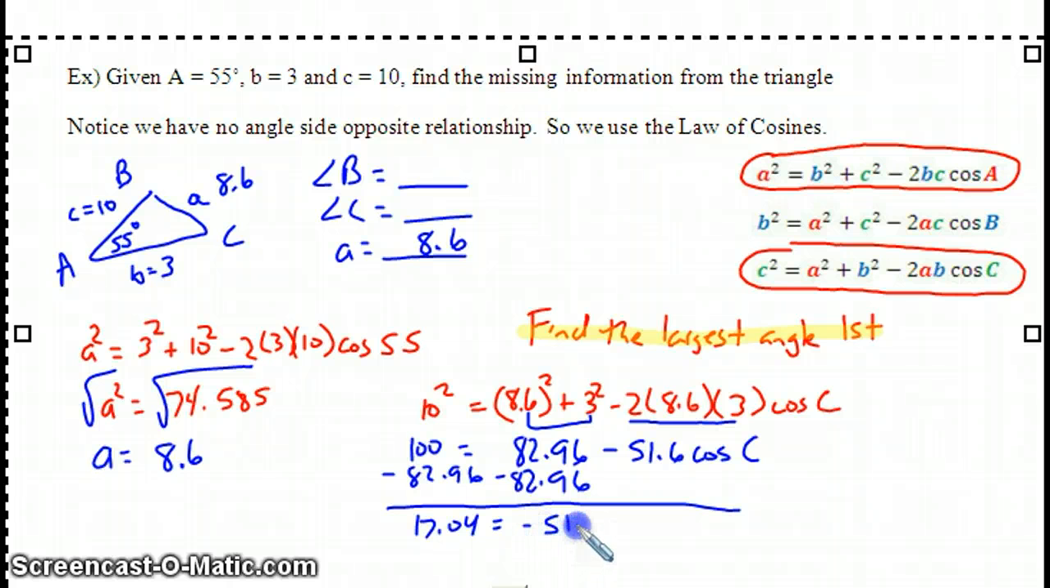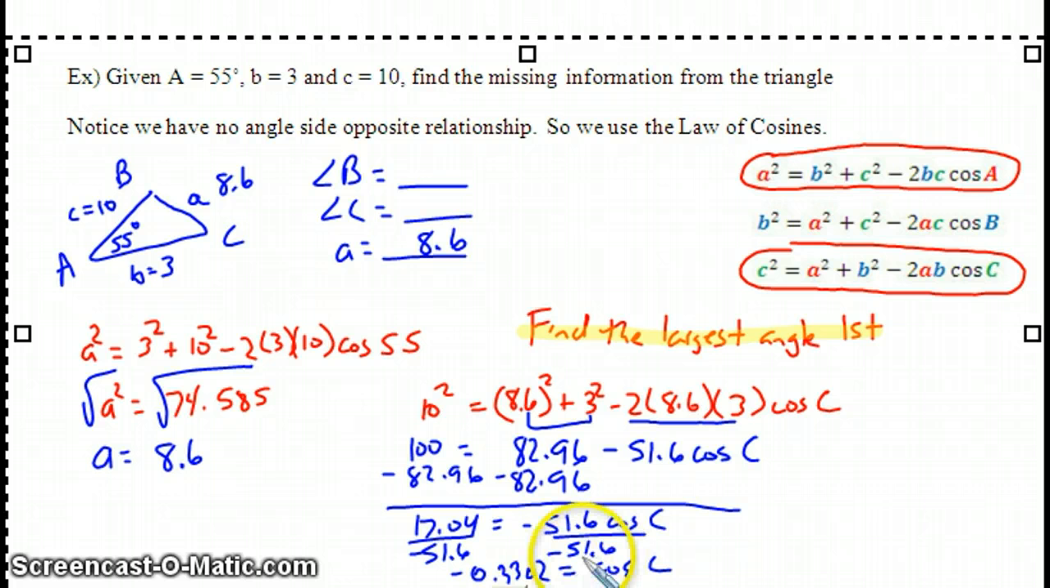equals negative 51.6 cosine of C. Get rid of the negative 51.6 by dividing, and I end up with negative 0.3302 being equal to the cosine of C. Again, I don't want the cosine though, I want just C, so I've got to move the cosine away by taking the inverse. So when I type that into my calculator, I end up getting angle C to be equal to 109.3 degrees.